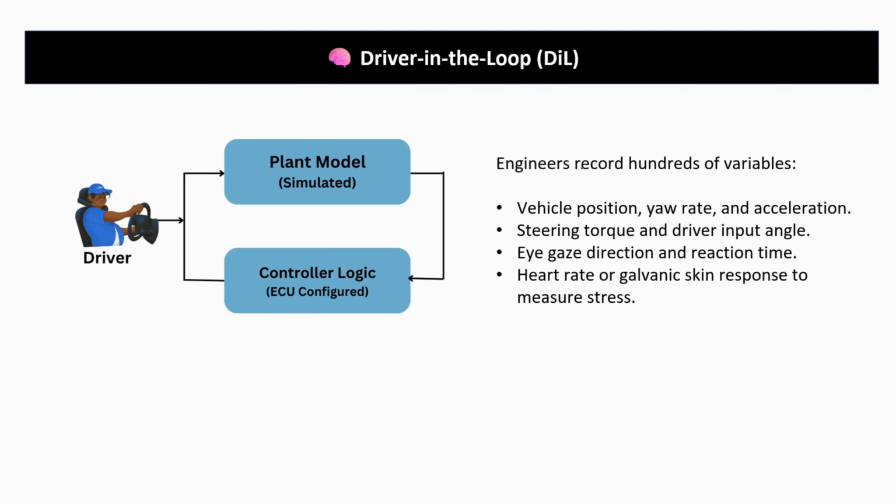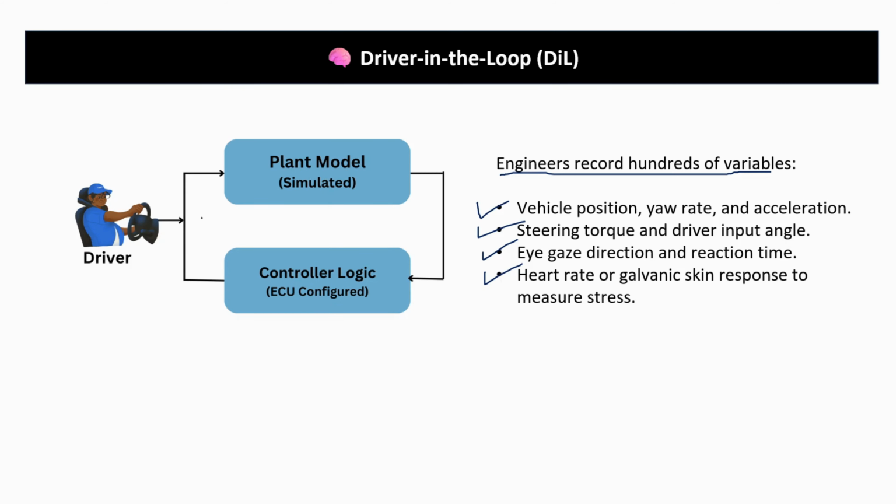Data from DIL testing. DIL testing isn't just about human feedback, it's also about data. Engineers record hundreds of variables: vehicle position, yaw rate and acceleration, steering torque and driver input angle, eye gaze direction and reaction time, heart rate or galvanic skin response to measure stress.